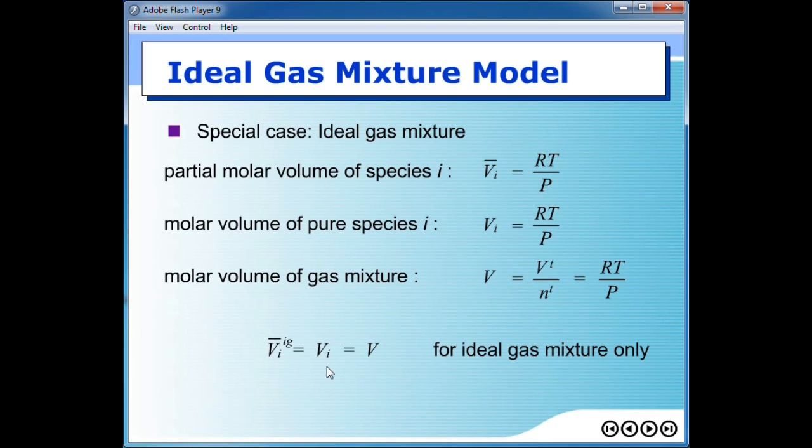All right. So in order to prevent any confusion, we are going to put the subscript Ig to represent that right now we are talking about ideal gas. So Ig here stands for ideal gas.